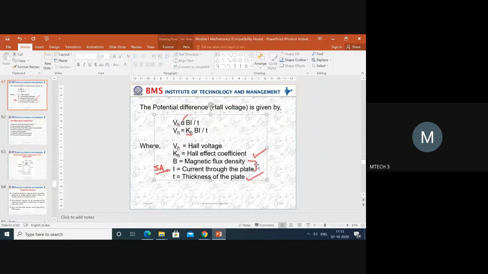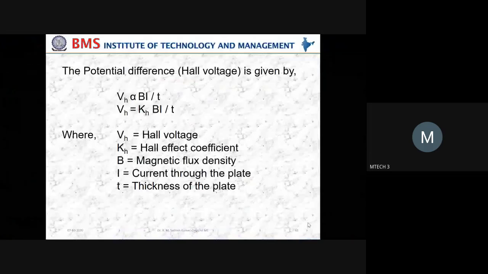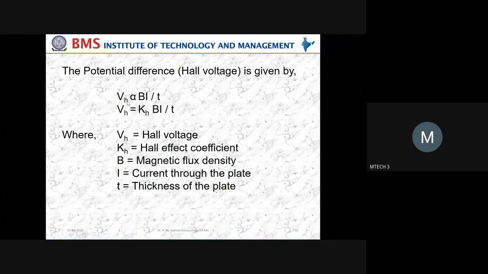Now just observe here. The potential difference is given by VH proportional to BI by T. This is the equation. So what is VH? VH is nothing but the Hall voltage. If I remove the proportionality, the proportionality constant is KH, so VH equals KH times BI by T. Here VH is the Hall voltage, KH is the Hall effect coefficient, B is the magnetic flux density, I is the current through the plate, and T is the thickness of the plate.